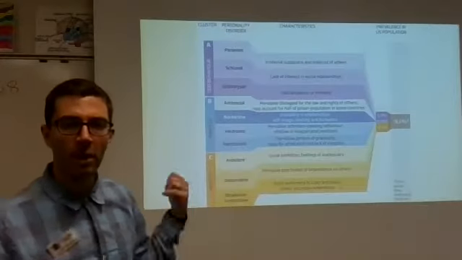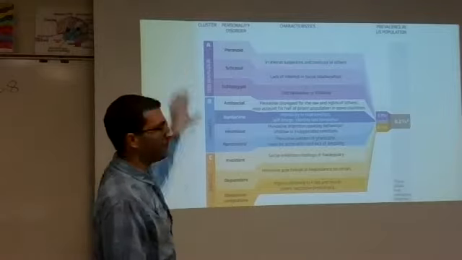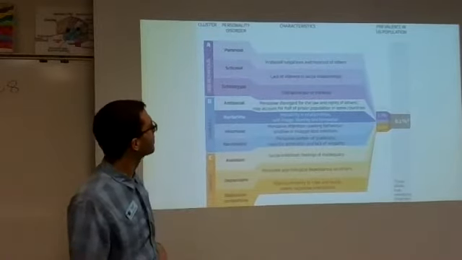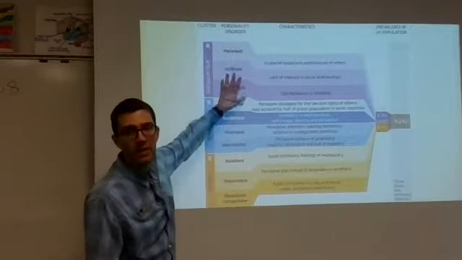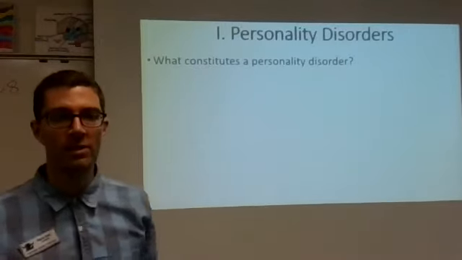I know this is going to be a hard graphic to see. I'll have it pulled up in class for y'all. But the purple, blue, and orange categories represent the three different clusters and the 10 different types of personality disorders that one can be diagnosed with. So what is a personality disorder?